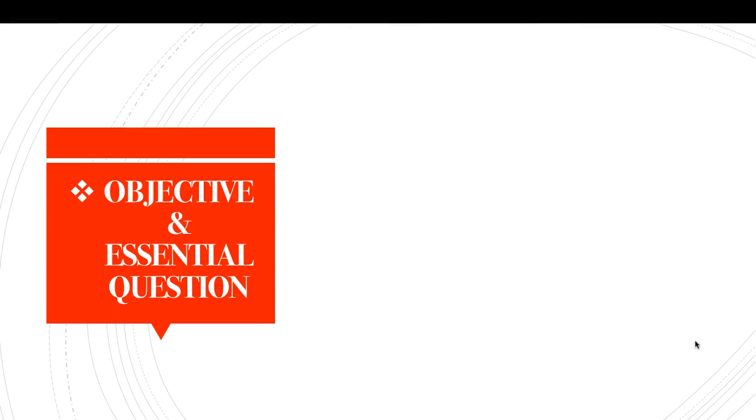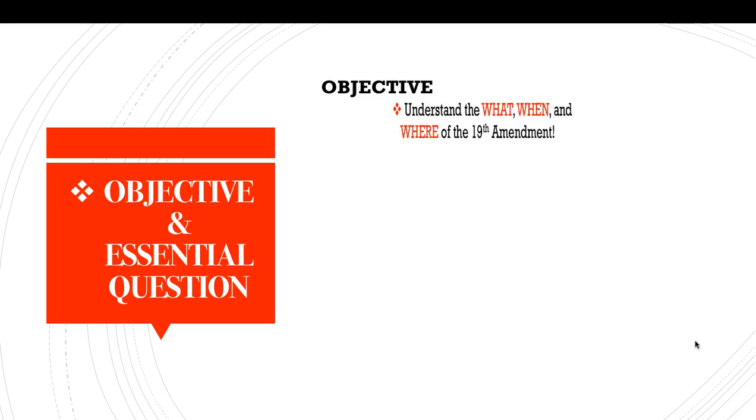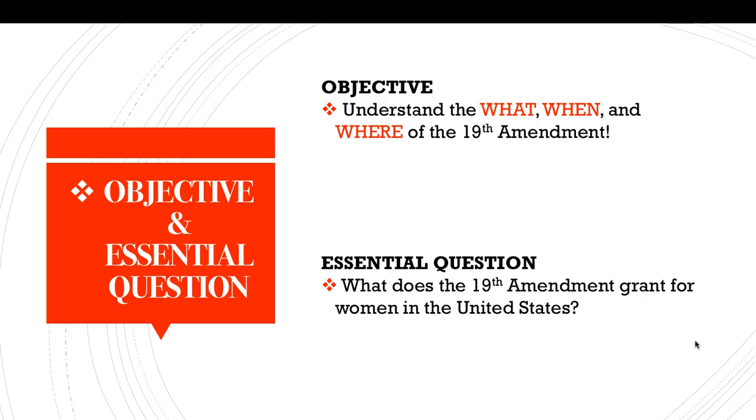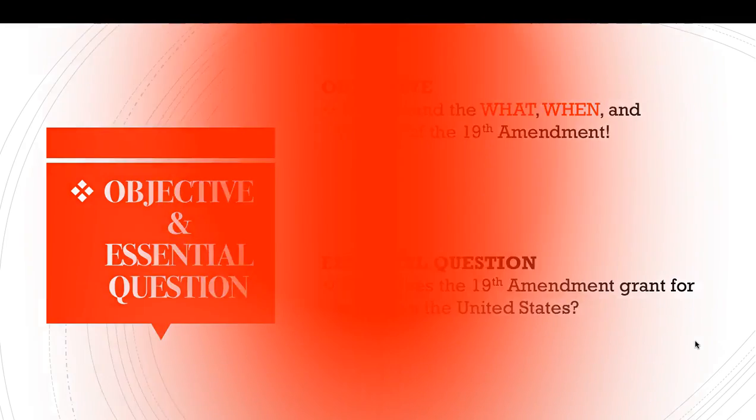So, what's our objective and essential question? The objective: to understand the what, when, and where of the 19th Amendment. Essential question: what does the 19th Amendment grant for women in the United States? Before we discuss what the 19th Amendment is, let's briefly learn why it came about.